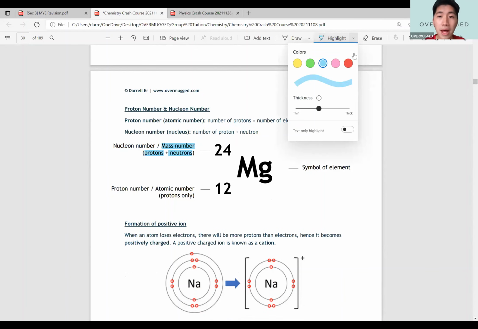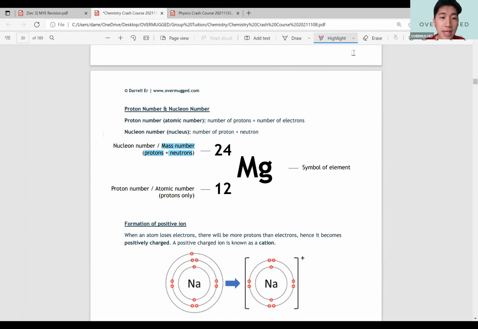On top of that, what I want you to know is that mass number is not the only way for us to talk about this 24. It can also be termed as nucleon number. What is nucleon number again? Remember, nucleon, what's the base word it comes from? It is nucleus, right? Can you see nucleon, nucleus? So my question to you is, what's inside the nucleus?